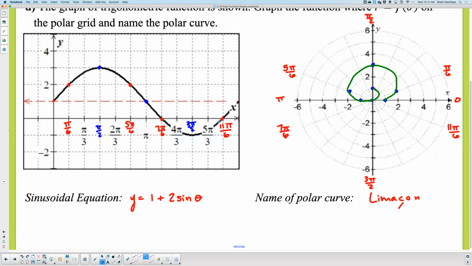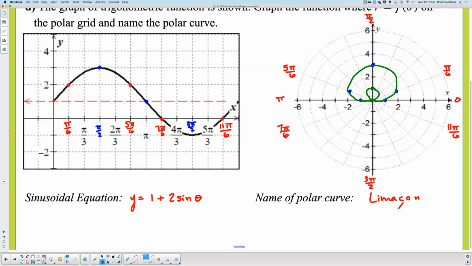And then at 11 pi over 6, guess where it returns? 0. Returns to 0. So this thing would wrap around like that. And then it would continue on like this. So it's a limacon with an inner loop. By the way, an inner looped limacon is just called a limacon. No extra word with it. If it doesn't have a loop at all, that's where they would throw in the word dimpled or convex.